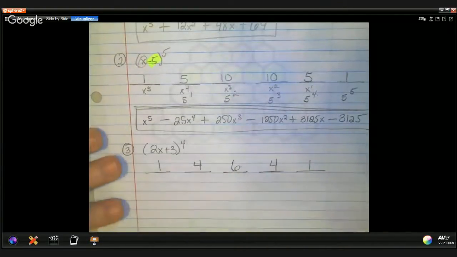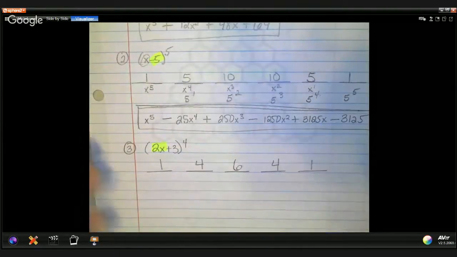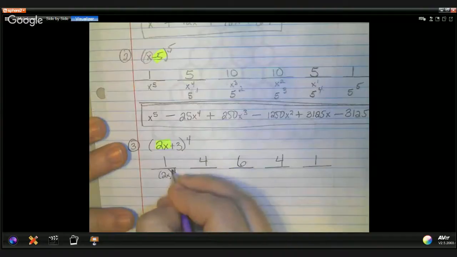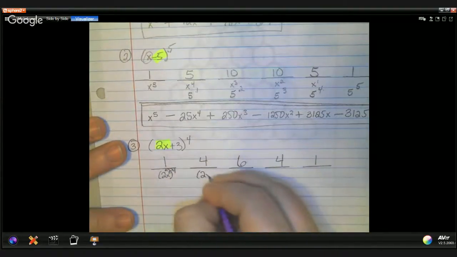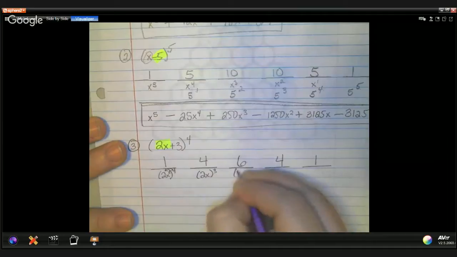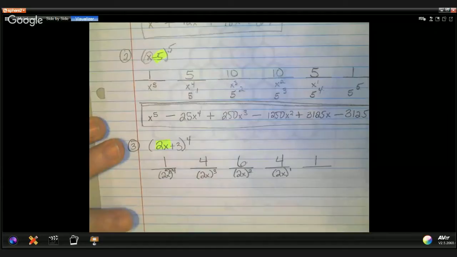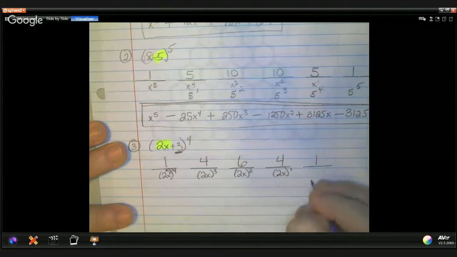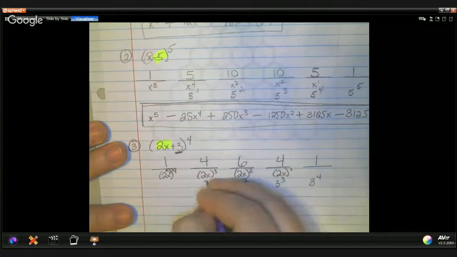Okay, so now here's something we need to be careful with. My first term is 2x, so it's 2x to the 4th. I'm going to have to distribute that to both. 2x to the 3rd, 2x squared, 2x to the 1, and then no 2x. And then I have 3. So 3 to the 4th, 3 to the 3rd, 3 squared, 3 to the 1.